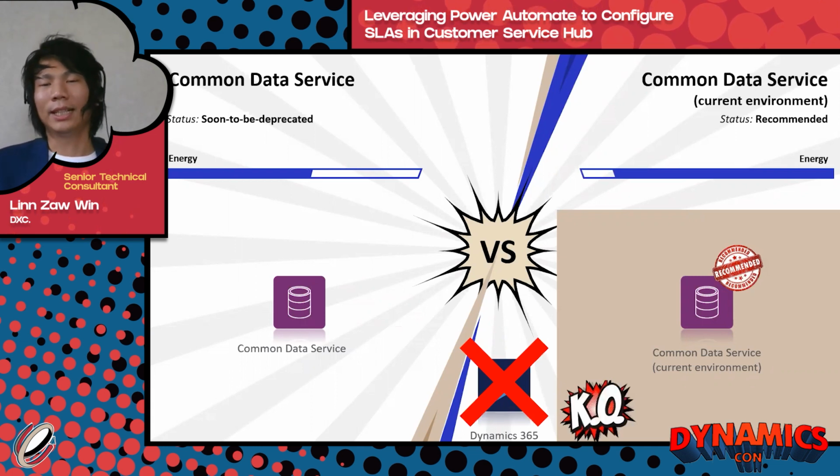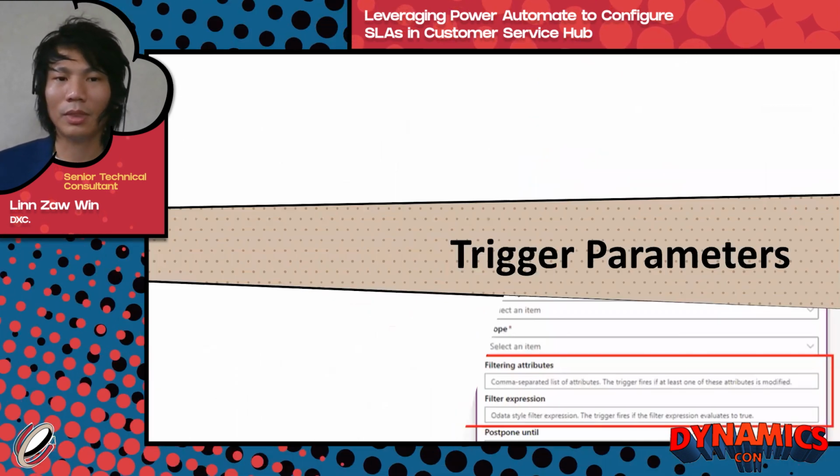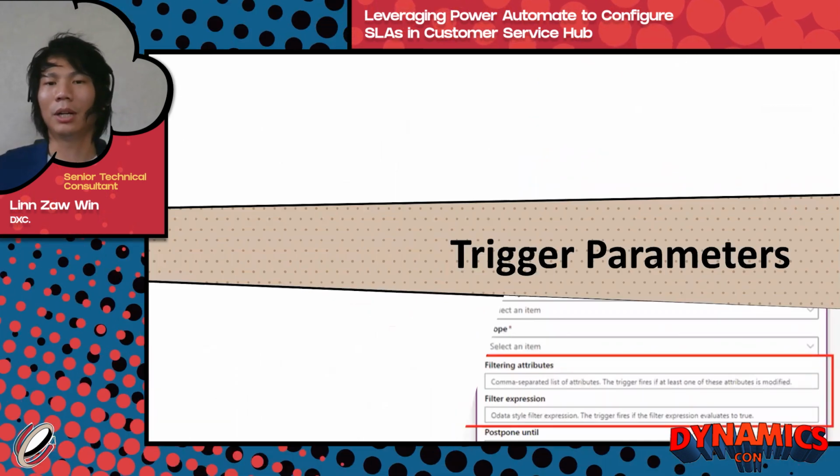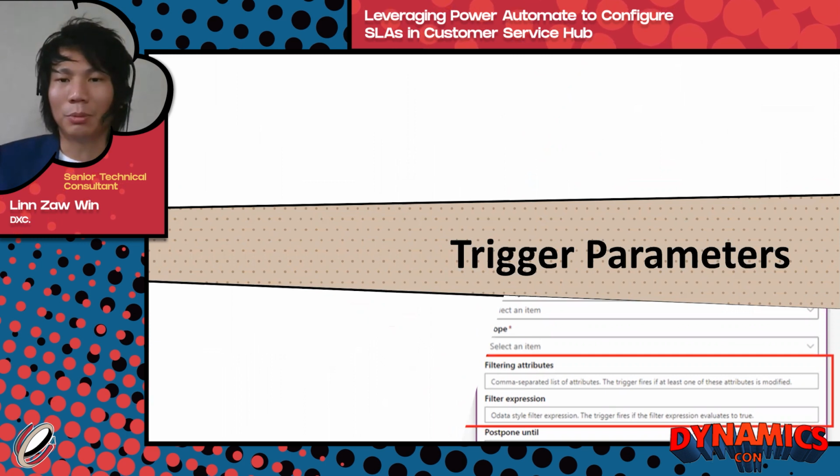Okay, let's move on to the next topic, which is about the trigger parameters. In this topic, we'll cover filtering attributes, filter expressions, and trigger connections to optimize the triggers of the CDS connectors.